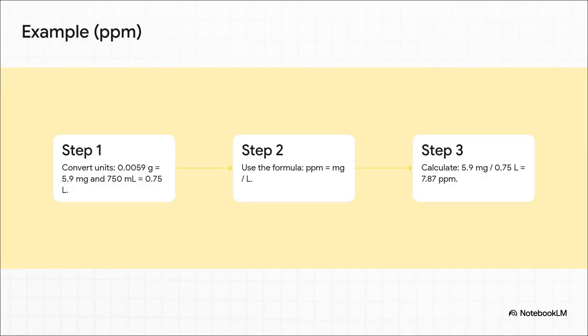Okay, let's use that awesome shortcut we just learned. Let's say we dissolve 0.0059 grams of salt in 750 milliliters of solution. What's its concentration in ppm? Well, since we know ppm is the same as mg per liter, the whole problem just becomes a unit conversion puzzle. First, we turn 0.0059 grams into 5.9 milligrams. Then, we turn 750 milliliters into 0.75 liters. Now, we just divide the milligrams by the liters. 5.9 divided by 0.75 gives us our answer, 7.87 ppm.